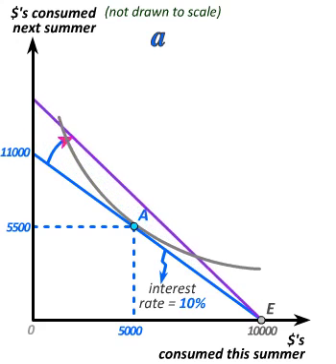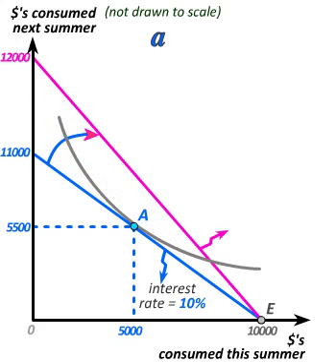Now suppose that the interest rate goes up to 20%. This will cause a rotation of your intertemporal budget constraint to the magenta one, a rotation through bundle E.